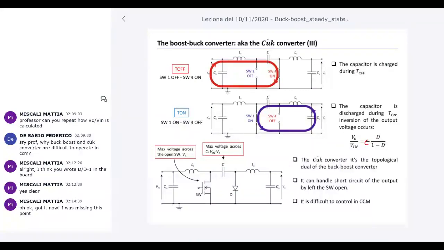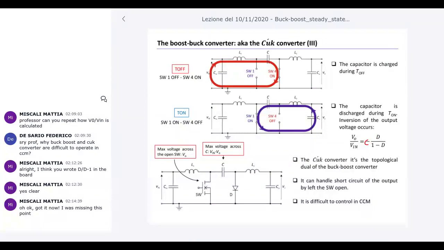But generally, we can say that the boost CCM is very difficult to control due to the fact that the closed loop transfer function, the loop gain, has a zero in the right half plane. That means that you have a very poor phase margin, and it is not possible to stabilize for all the conditions you may have in your circuits.